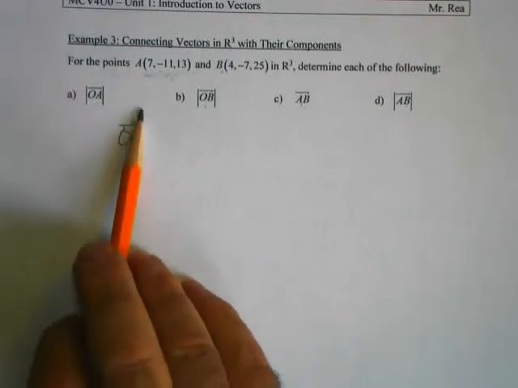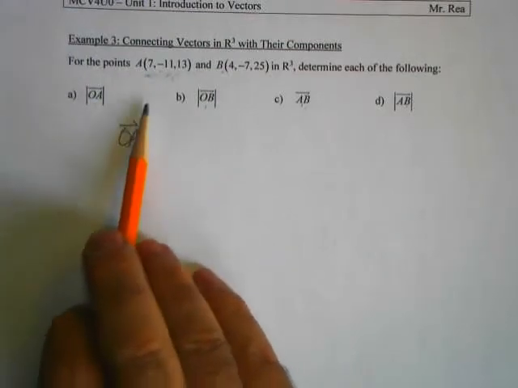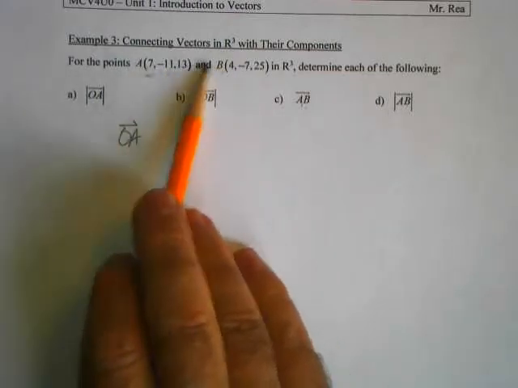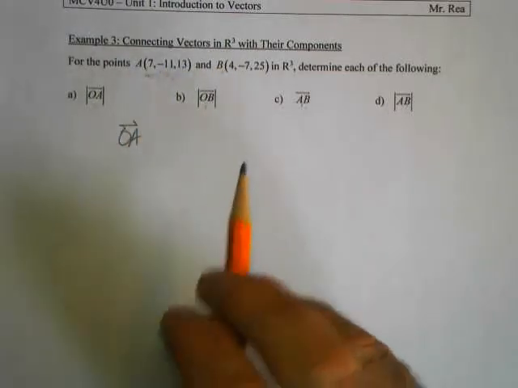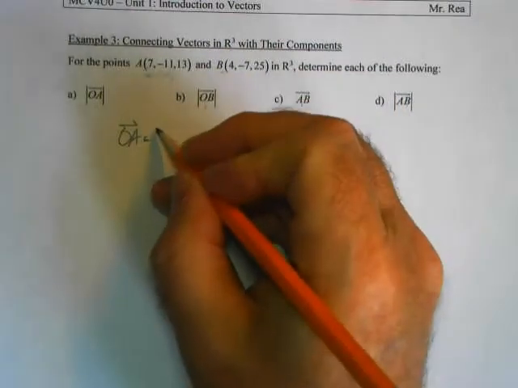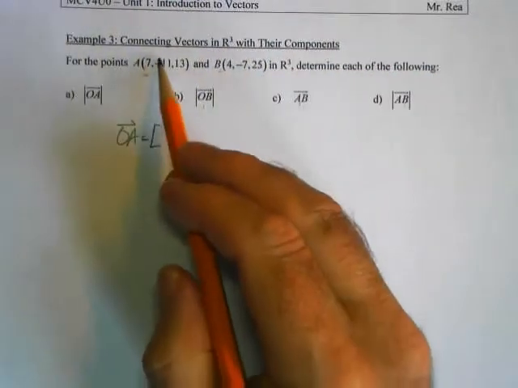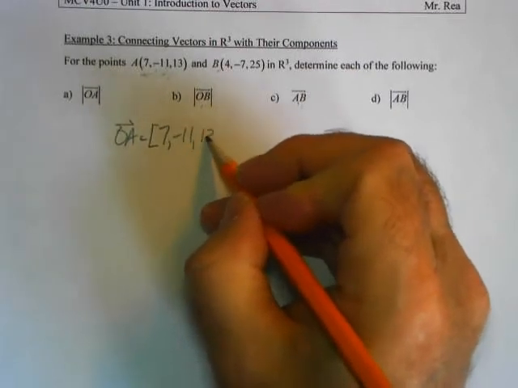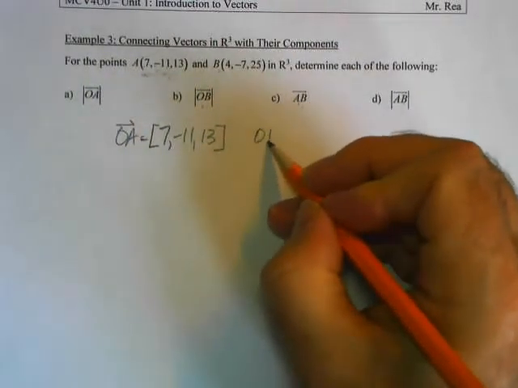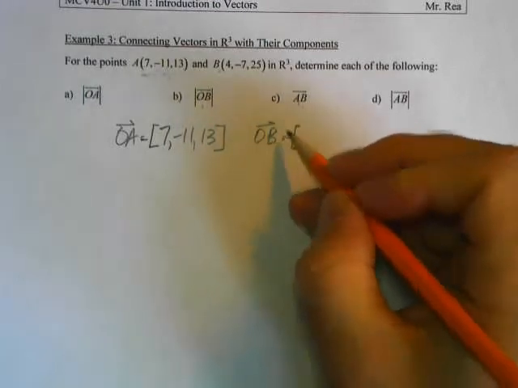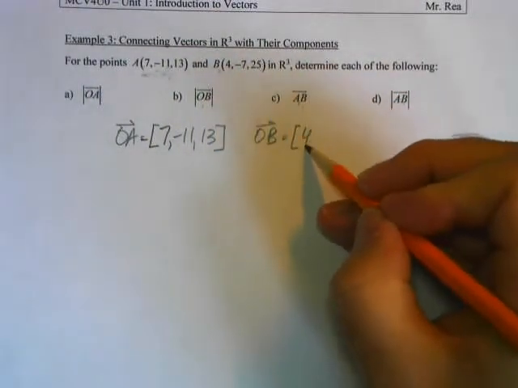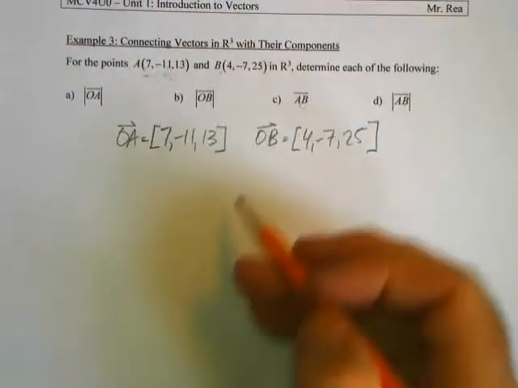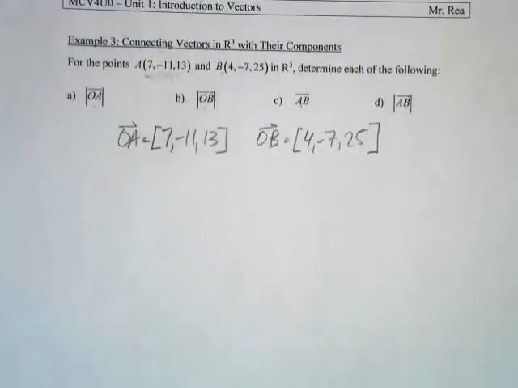So before we do these calculations, and this is absolutely essential, we want to actually represent the position vectors OA and OB. The numbers will be the same as the points, but it's important that you represent this as a vector now. So position vector OA would have components 7, -11, 13, and position vector OB would have components 4, -7, 25. Because we're going to be working with these vectors when we do these calculations.